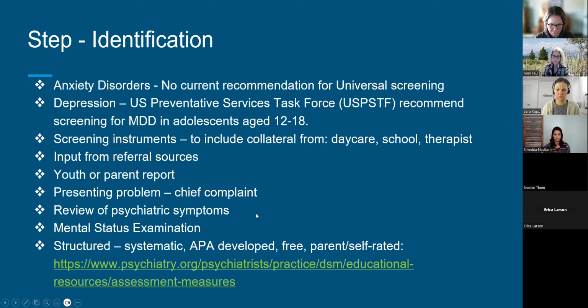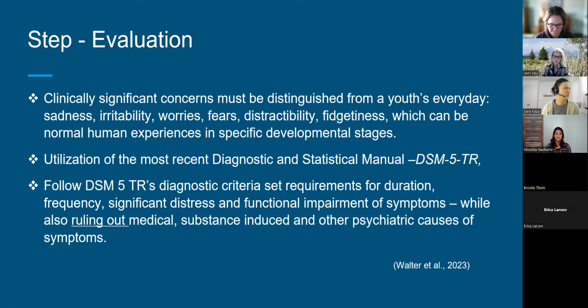Then it comes to what is the patient here for, right? So the chief complaint, review of psychiatric symptoms, mental status examination. All of this is what we're going to talk about more as we move further, but that's where I would say the identification piece comes. Next, and the most important piece, obviously, is the evaluation.